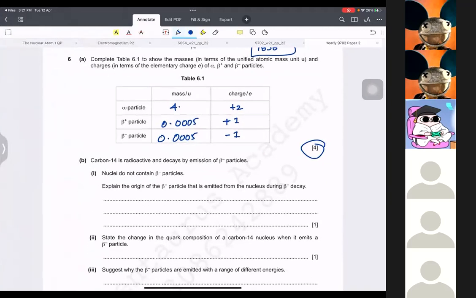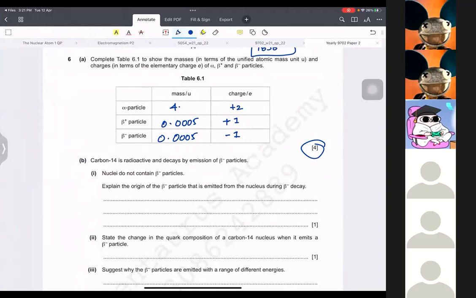Okay, then it says carbon-14 is radioactive, decays by emission of beta minus. Nuclei do not contain beta. Explain the origin of the beta minus particle that is emitted from the nucleus during beta decay.